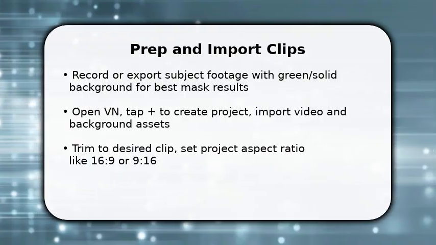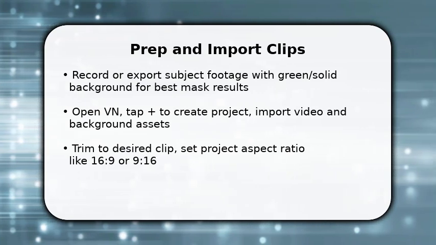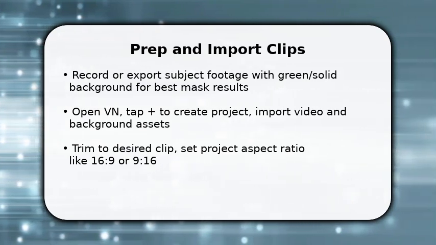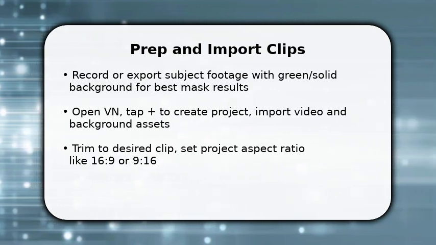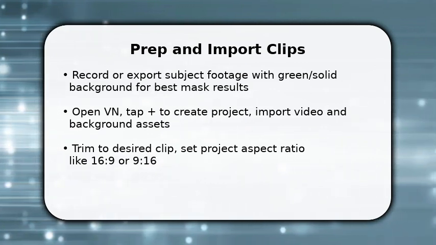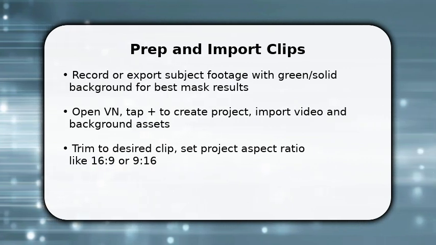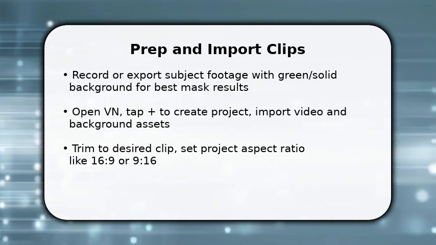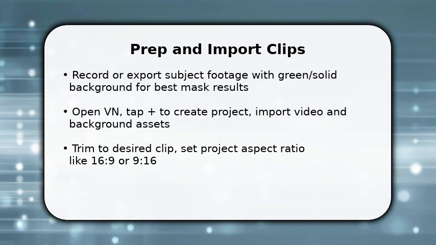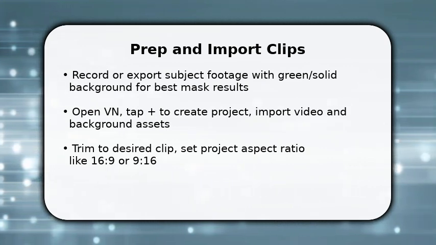You start by importing the footage and the replacement background into VN. This matters because clean edges make masking accurate. Once imported, drag your subject clip to the main timeline and place the new background clip on the track beneath it so you can see layering. Make sure the project aspect ratio matches your final deliverable. Mismatched ratio forces scaling issues later.